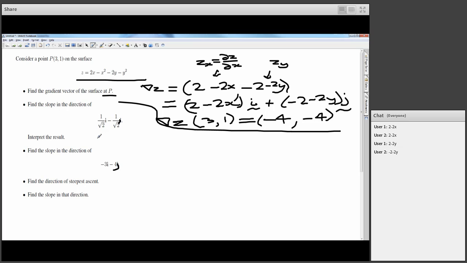And so we need to find the direction. So at first glance, you think, well, the directional derivative in that direction of z would be the gradient vector at our point.